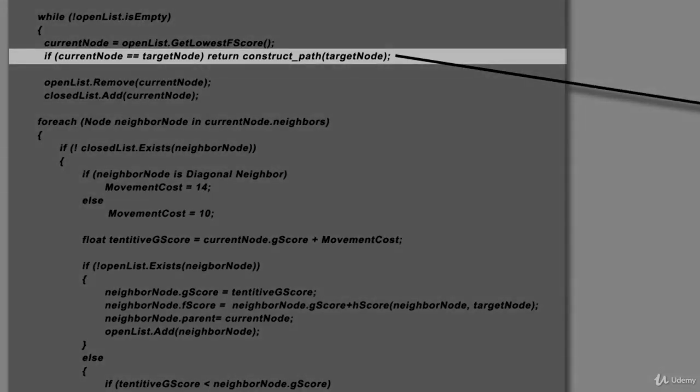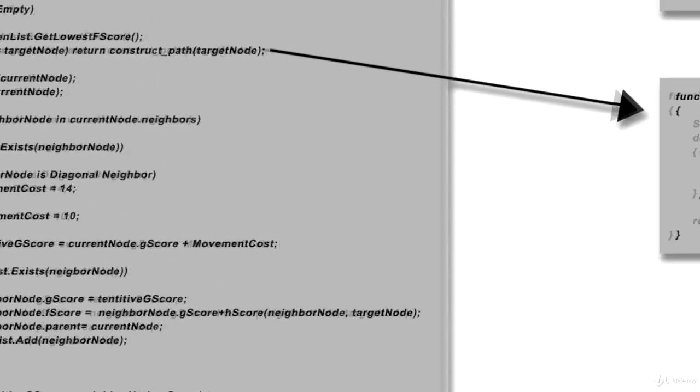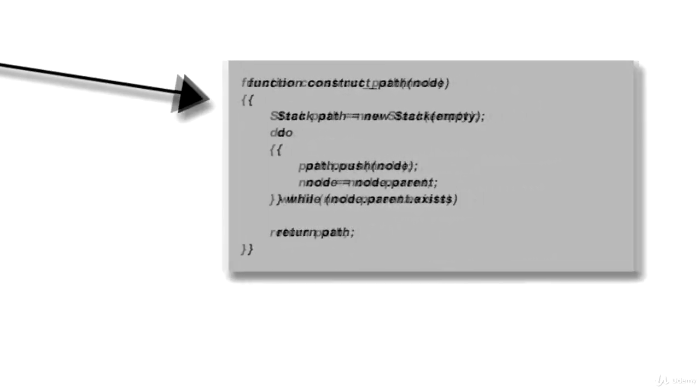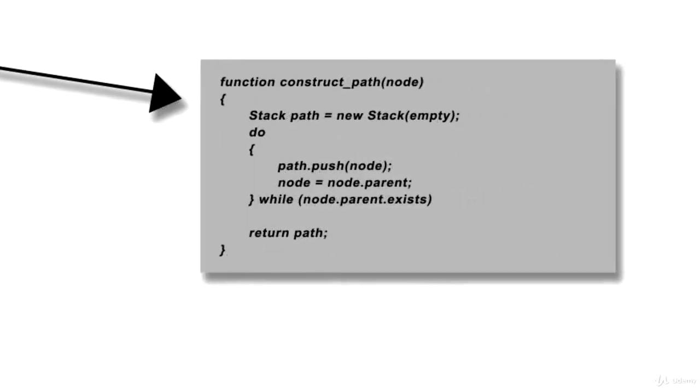Next, you can see that we say if current node is equal to the target node, then it means that we have reached the target and we have found a path, and we now need to return that path. And in this particular pseudocode example, I call a function called construct path to do that and pass in the target node.